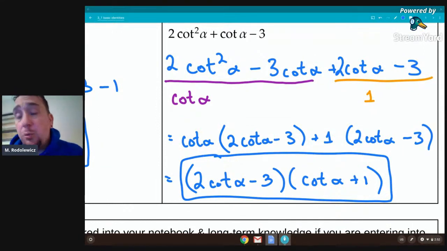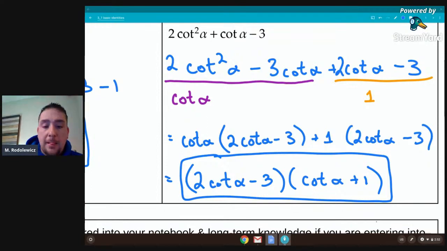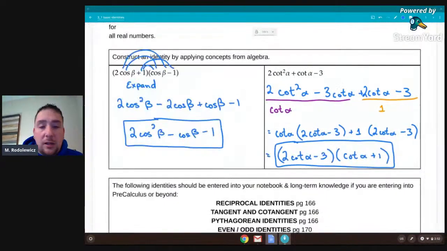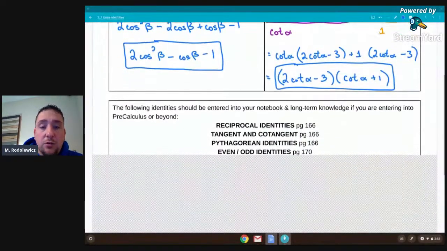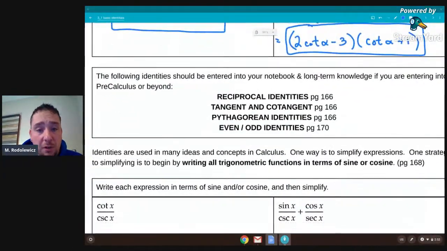Basically, use your rules of algebra to either expand expressions or factor expressions to create identities. But we're going to move on now, and at this point, I'm going to ask you to refer to those pages in your book.